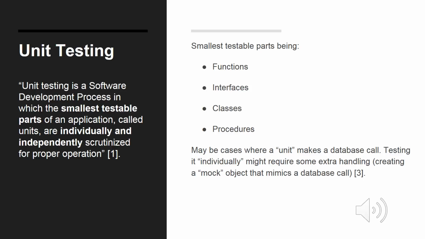This is best demonstrated with an example. Let's say we have a class, and that class makes a database call. Then to ensure that that class is working properly, it depends on the database to work correctly as well because it makes a call to that database. So in this case, testing the class individually might require some extra handling. We might need to, for instance, create a quote unquote mock object that mimics how the database works in the specific scenario, and then test the unit with the mock object.